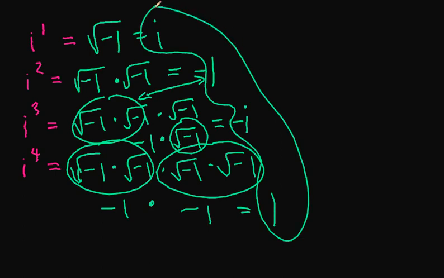So if you were to continue with like i to the 5th, and then i to the 6th, i to the 7th, i to the 8th, and so on, they would just continue the pattern. So this would equal i, this would equal negative 1, negative i, and 1. And it just keeps going on forever and ever and ever. So that is how you do i to a power.